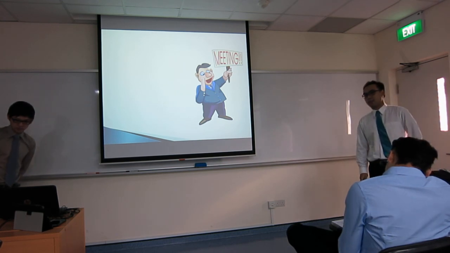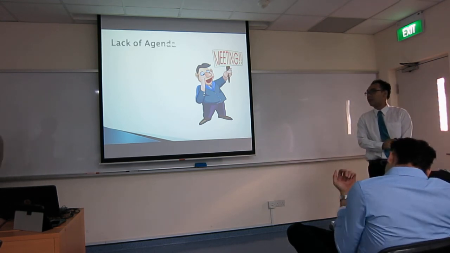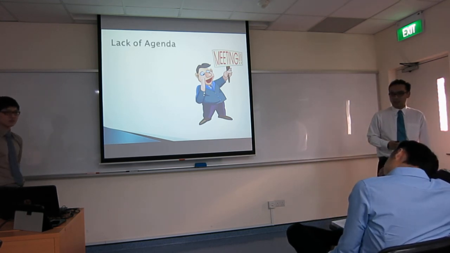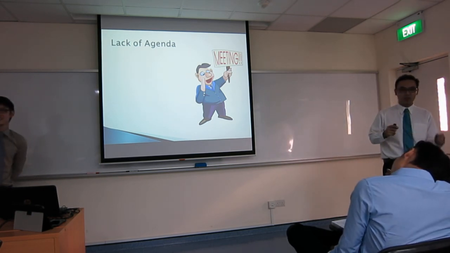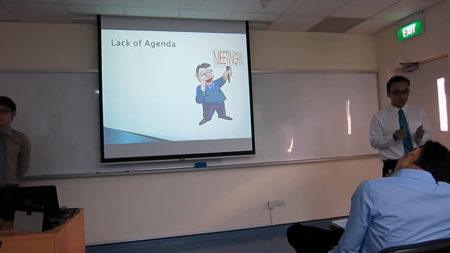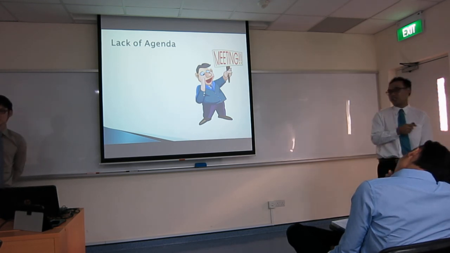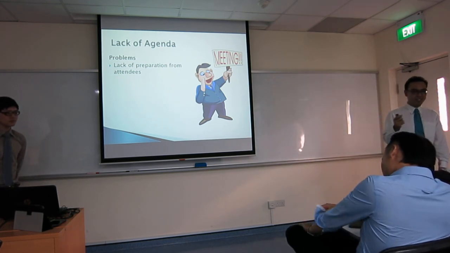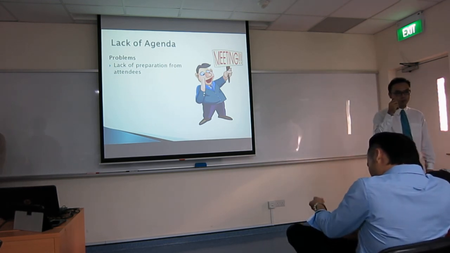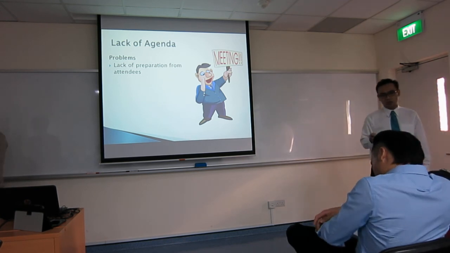So, the third problem is lack of agenda. Just for information, in the video, a guy is unclear about the objective of the meeting, and he was frustrated about the meeting. So the purpose of an agenda is to provide a clear list of objectives and topics to be discussed in a meeting without going out of topic.